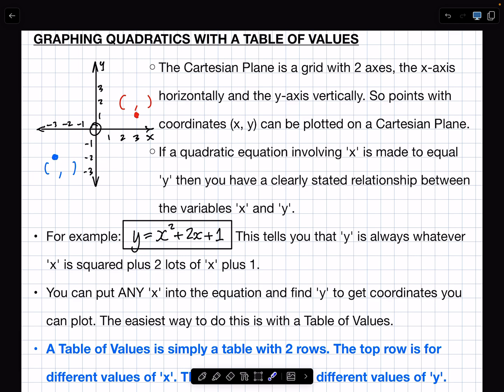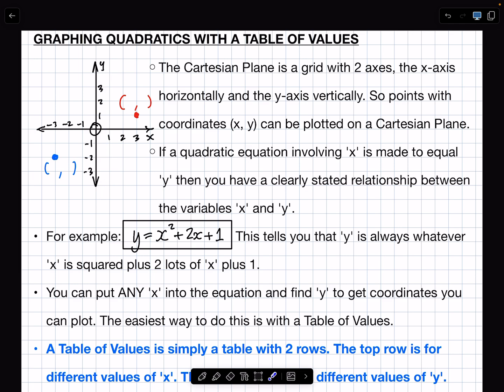So all you've been doing, you've been being smashed with algebra, and then you're being like, how do I draw this algebra? There's a link to that. Because the Cartesian plane, this thing, has two axes. The x-axis is the horizontal one. The y-axis is vertical, so we can plot points.